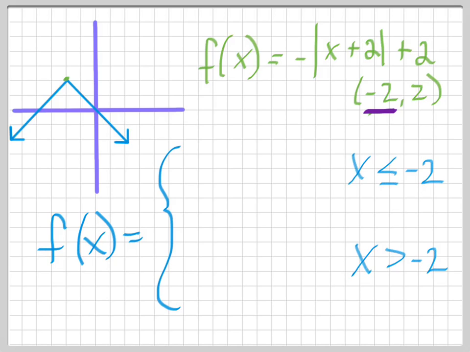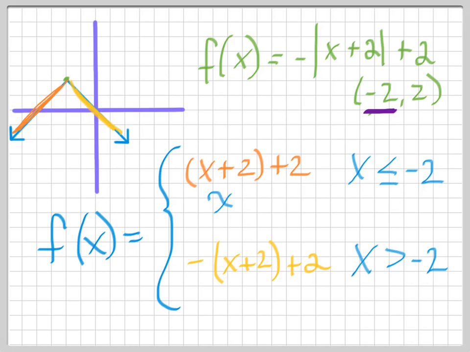Looking on the left-hand side, the values where x is less than or equal to negative 2, we can see that the slope is positive. So we're going to use the positive value of the absolute value. And in the second side, the right side, we can see that the slope is negative. So we're going to use the negative value of the absolute value.